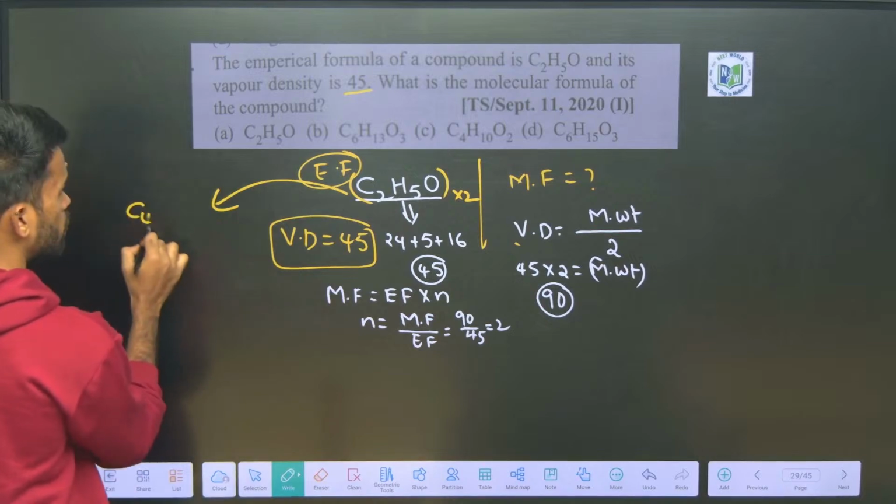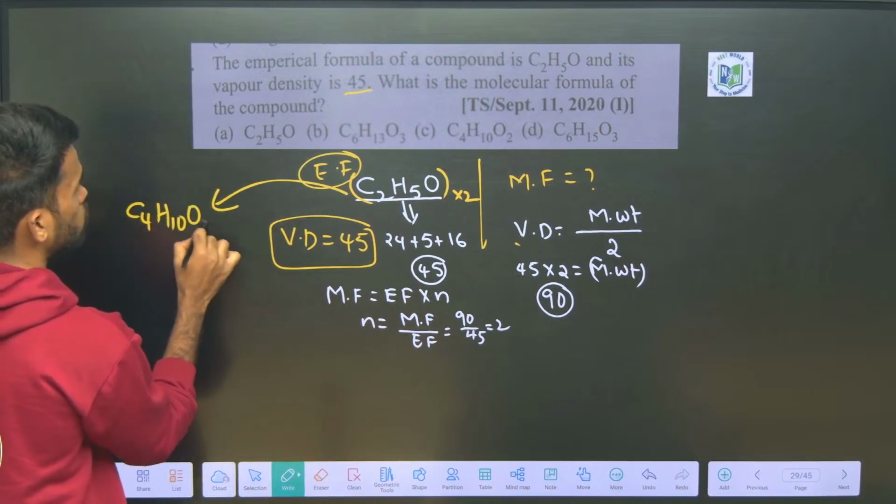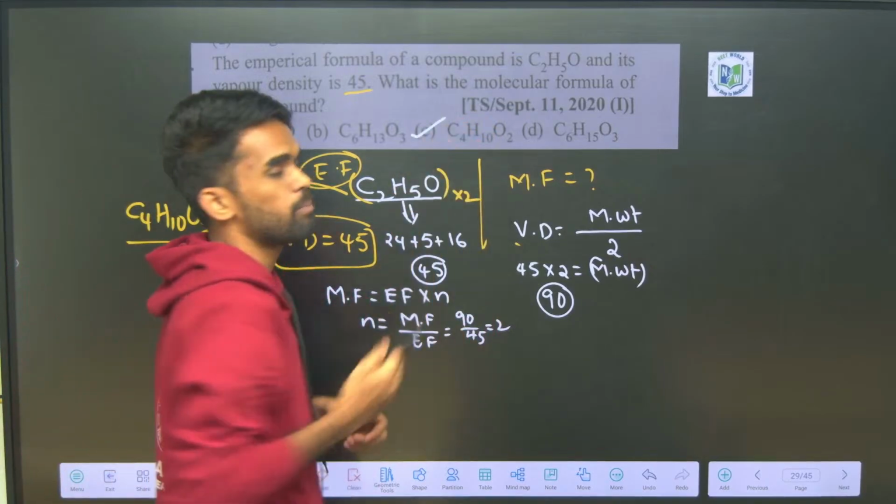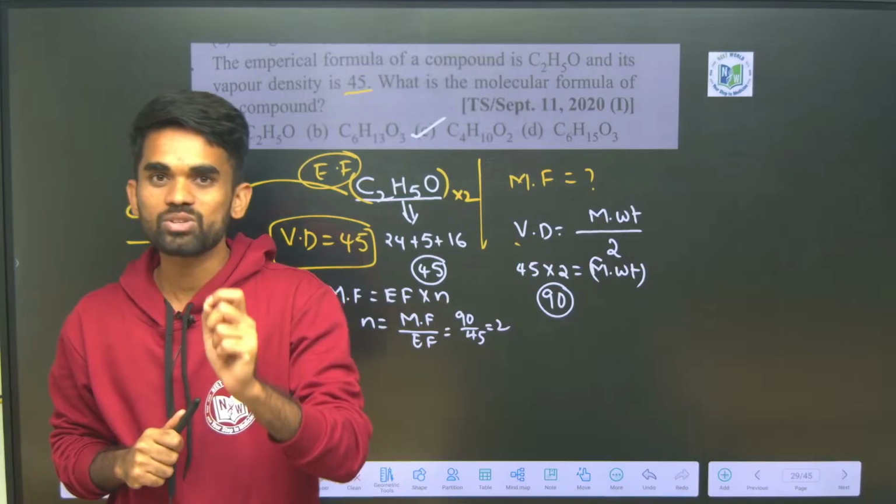So C4H10O2. Where do we have C4H10O2? Yes, option C will be the perfect answer here. Hope this is also clear, right?